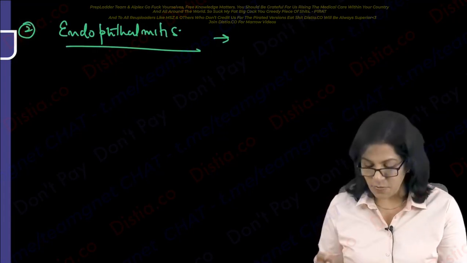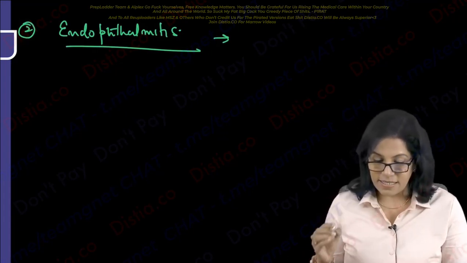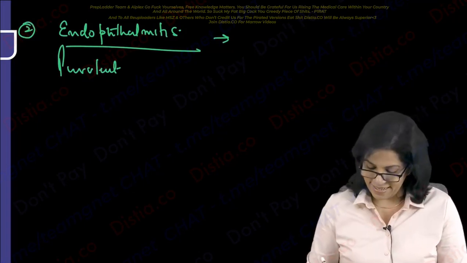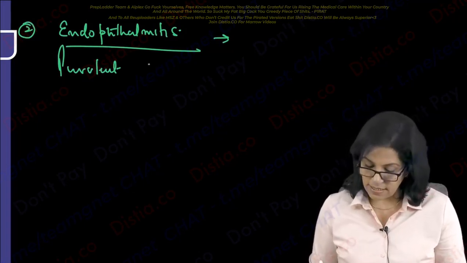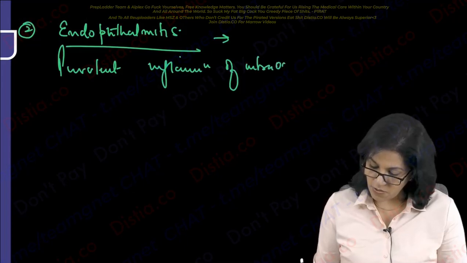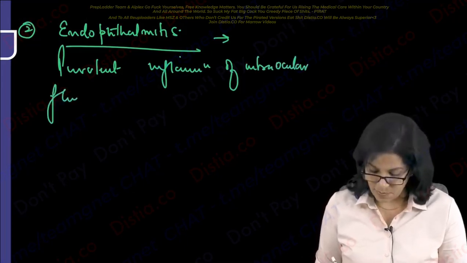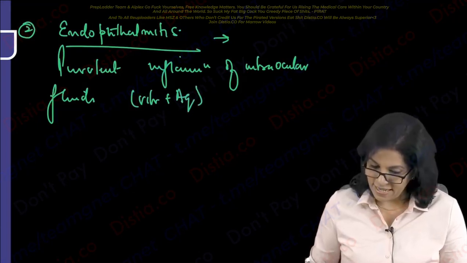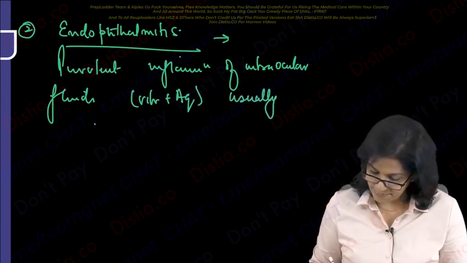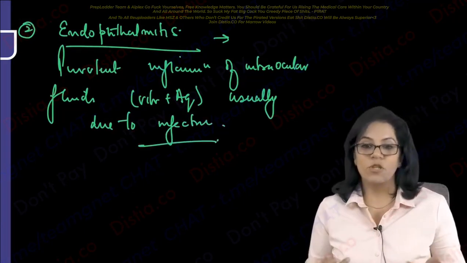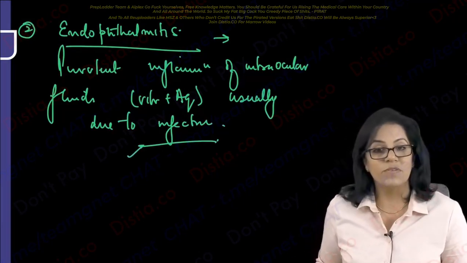Now, what is the latest definition? I want you to write it with me. This is in your latest edition of Kanski. It is purulent inflammation of intraocular fluids. We are talking about vitreous and aqueous here, usually due to infection. This is the definition now for endophthalmitis. And of course, when we are talking post-operatively, the majority of the time it is due to infection.